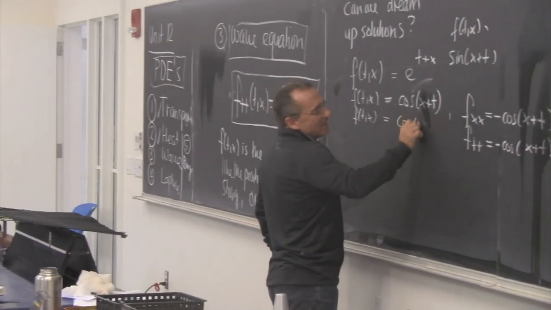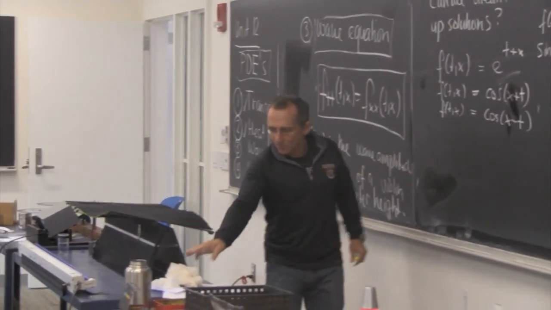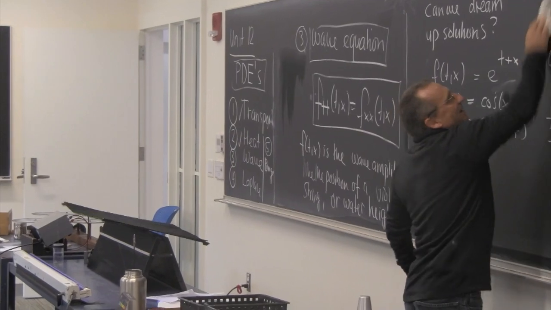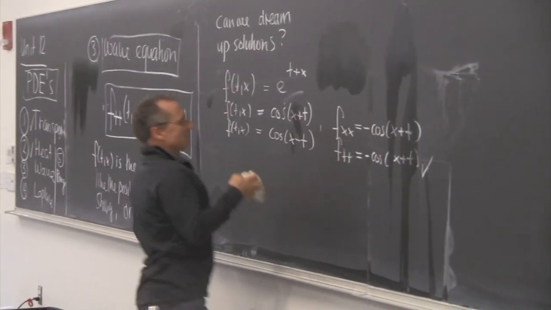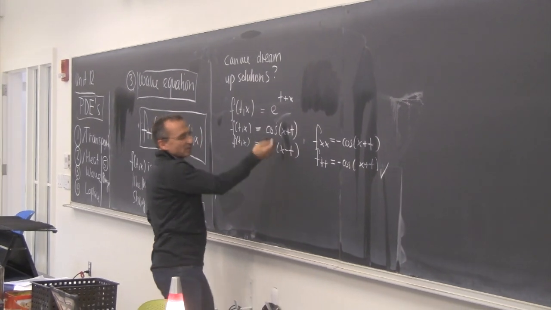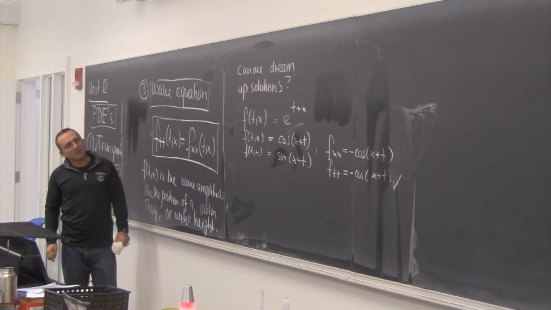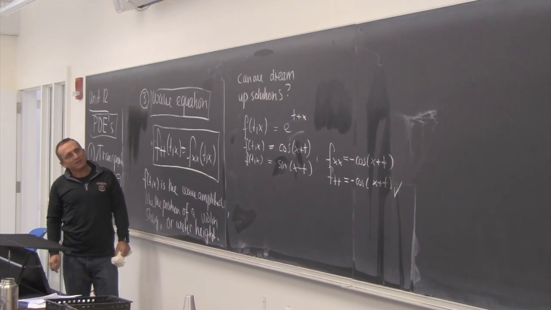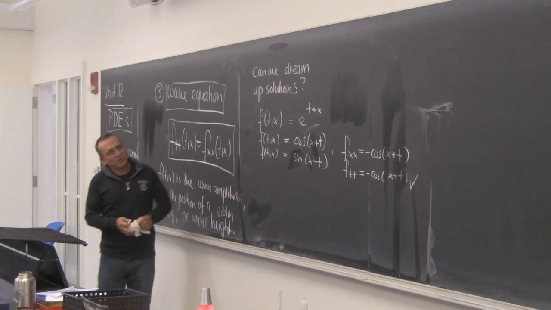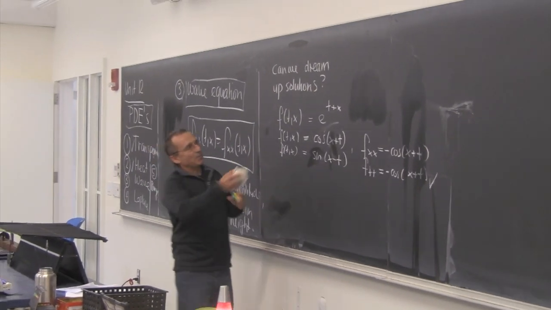So cosine of x minus t works too, and maybe we can combine that with what we have here. So we can take the sine of it. We can take a different function here, and they all satisfy the wave equation. Now, what happens if you have different solutions? You can also add them up.